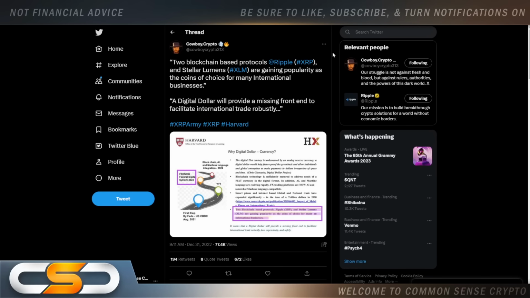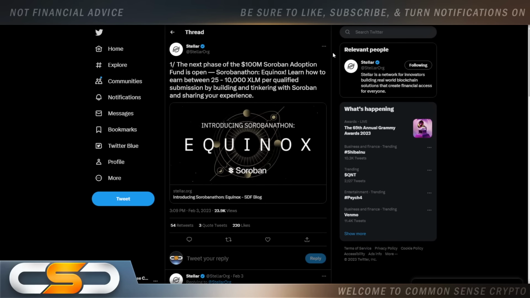Two blockchain-based protocols, Ripple and Stellar Lumens XLM, are gaining popularity as the coins of choice for many international businesses. A digital dollar will provide a missing front end to facilitate international trade robustly. And again, if Harvard is talking about XLM, you need to pay attention. They're not going to teach this in a classroom if XLM isn't going to be here in the future, if it's not going to be part of the new financial system in the future. That's why I'm always saying, you need to know what you hold. You hold one of the greatest cryptocurrencies.